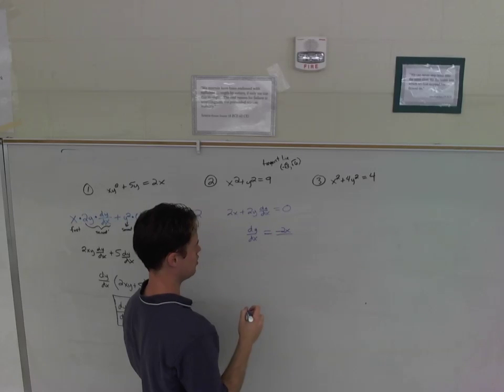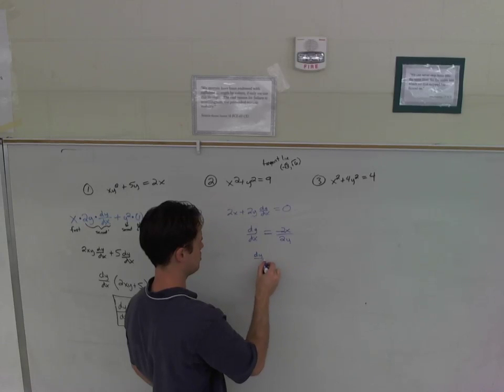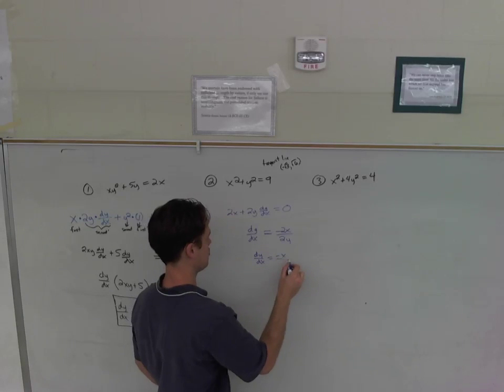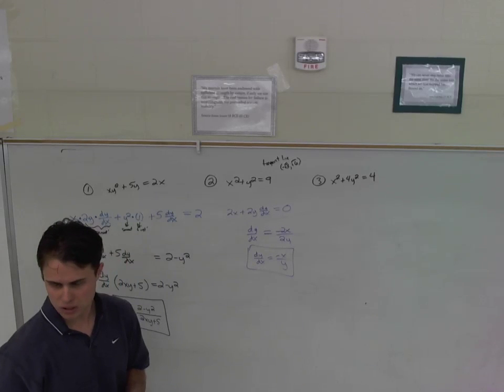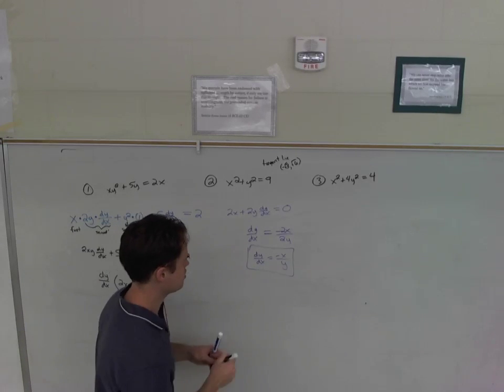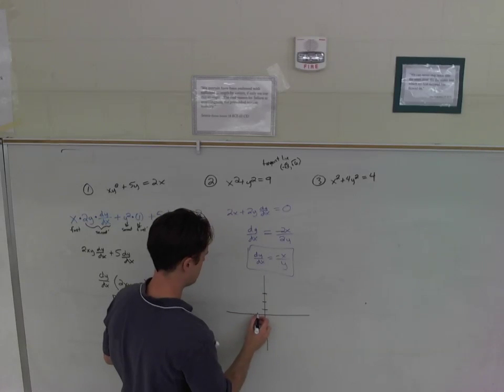Negative 2x divided by 2y, which is negative x over y. There's the derivative. And then your tangent line. And then I asked you, okay, draw the tangent line. Circle is radius 3.